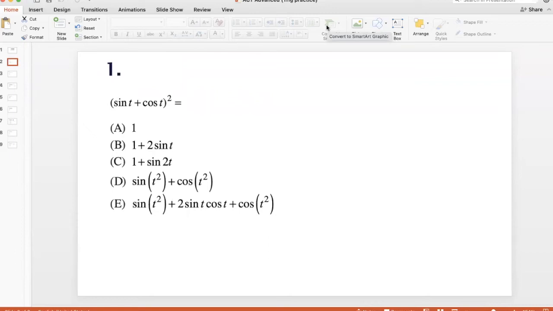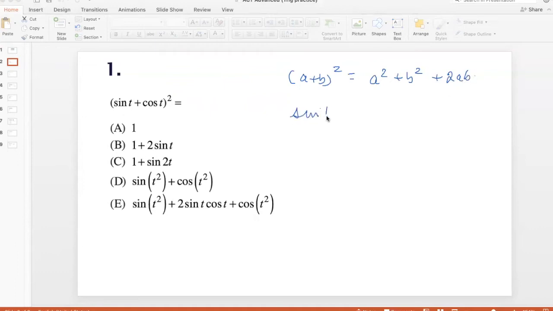Question 1, sine t plus cos t the whole squared. So using the formula for a plus b the whole squared, which is a squared plus b squared plus 2ab, I can say that sine t plus cos t the whole squared would be sine squared t plus cos squared t plus 2 sine t times cos t.